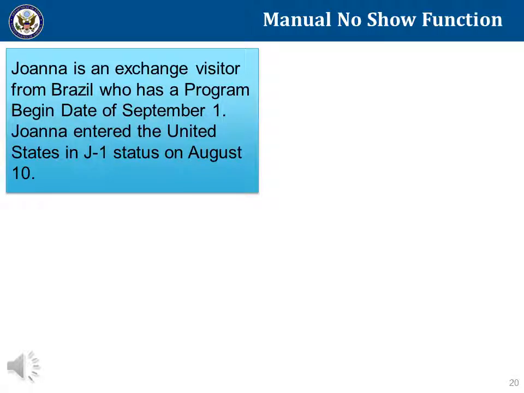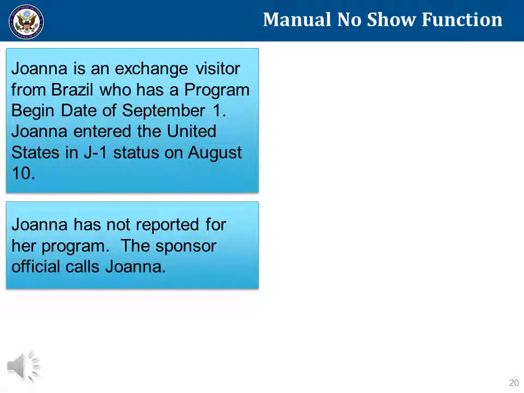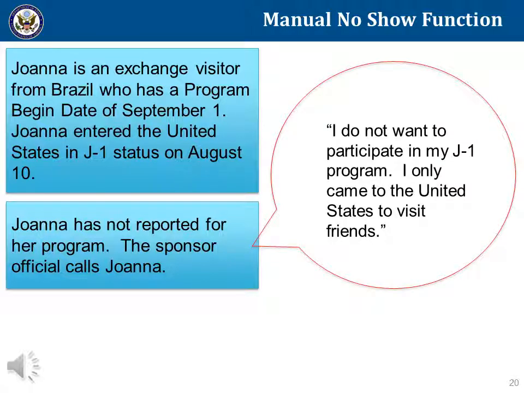We can return to the example of Joanna, an exchange visitor from Brazil who has a program begin date of September 1. The sponsor official can see from Joanna's SEVIS record that Joanna entered the United States in J1 status on August 10. When Joanna fails to report for her program by her program begin date, the sponsor official calls Joanna. Joanna says that she has no intention to participate in any exchange visitor program activity and instead plans to spend her time visiting friends.